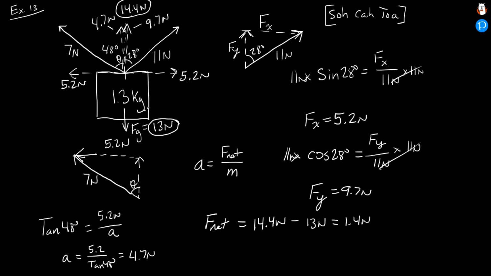That's the net force after these are canceled out, and now I can use Newton's second law to figure out the acceleration. The acceleration is 1.4 newtons, the net force, divided by the mass of the box, 1.3 kilograms, not newtons. Newtons per kilogram, remember, is the same as meters per second squared. They're both an acceleration. So 1.4 divided by 1.3 gives 1.1 meters per second squared. That would be the acceleration of the box going straight upwards.